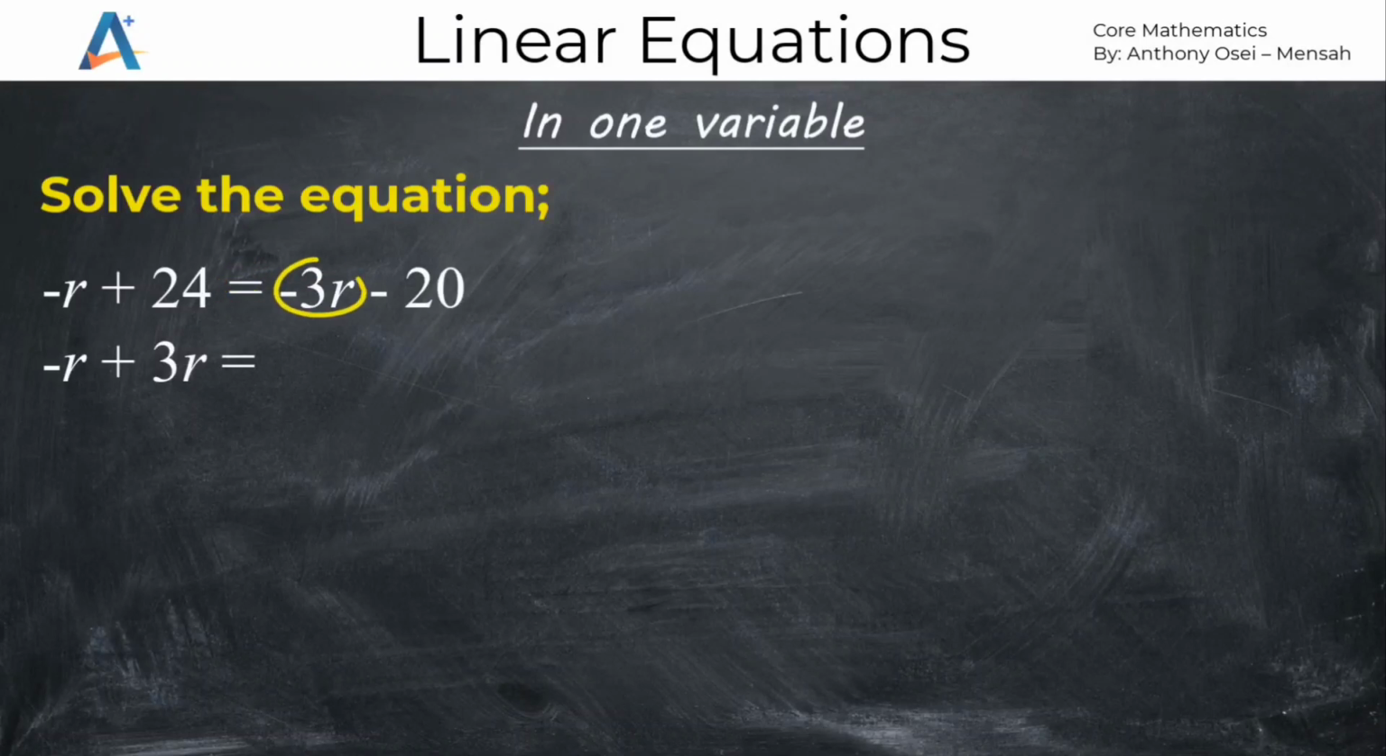If you check, negative 3r is a term at the right-hand side. It has been transferred to the left-hand side. So once it got to the left-hand side, it became positive 3r. So please take note of that: any number or any term that is transferred to another part of the equal sign must change its operational sign. Now let's continue. All the terms containing r, which are the like terms, are at the left-hand side.